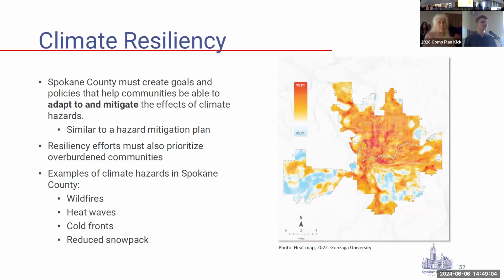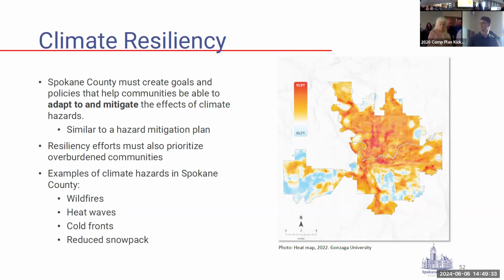It's similar to a hazard mitigation plan, if any of you are familiar with what that is. That's essentially a plan that does exactly what it sounds like it does. It's a plan for mitigating those different climate hazards that occur within Spokane County. And resiliency efforts, similar to the greenhouse gas emission reduction sub-element, must also prioritize those overburdened communities.